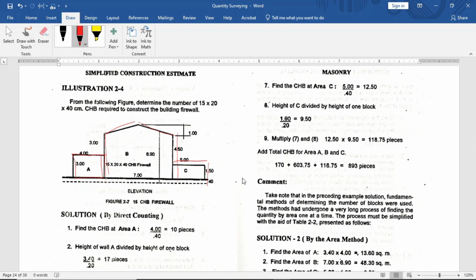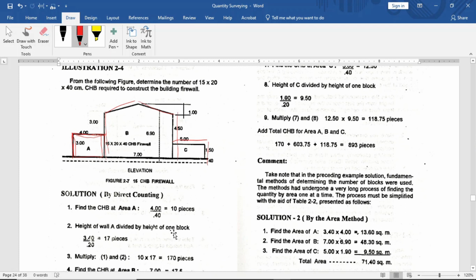So, punta muna tayo sa area A. Area A, ito lang. Yung 3 meters by 4 meters. So, by direct counting, kung length divided by length tayo, so kung height divided by height tayo. So, 4 meters by 0.4 is equal to 10 pieces. So, yan yung para sa area A. So, height is 3 meters.